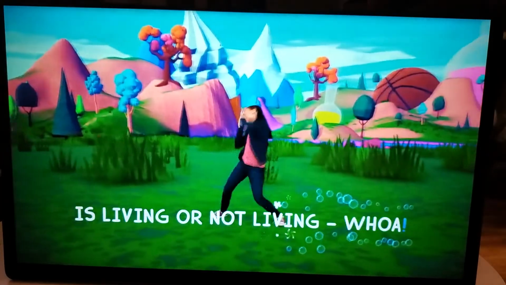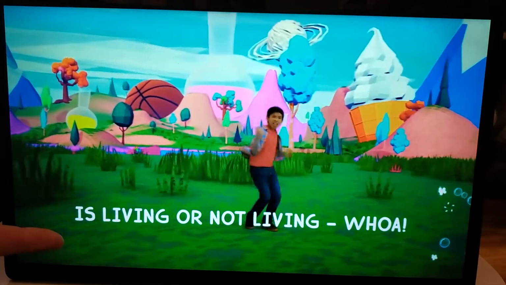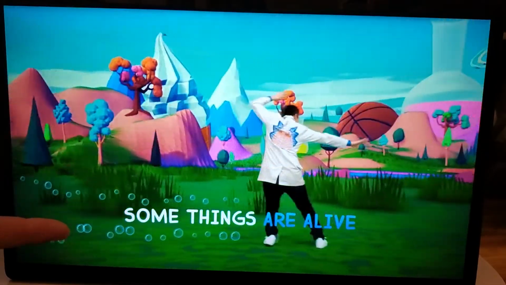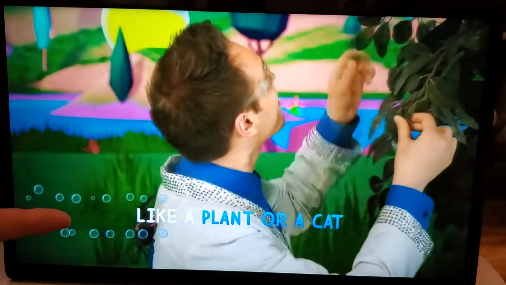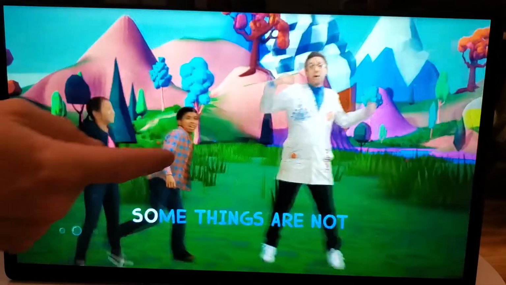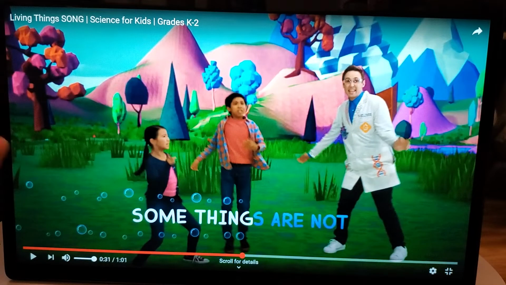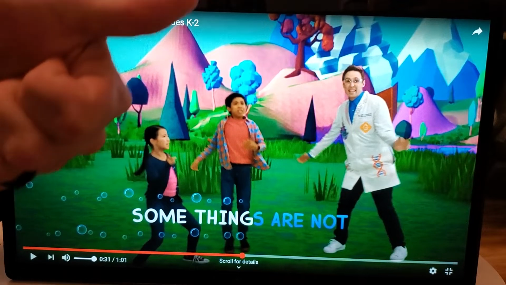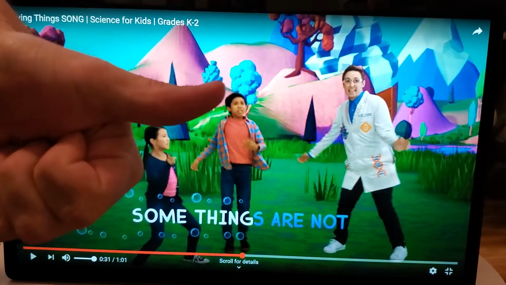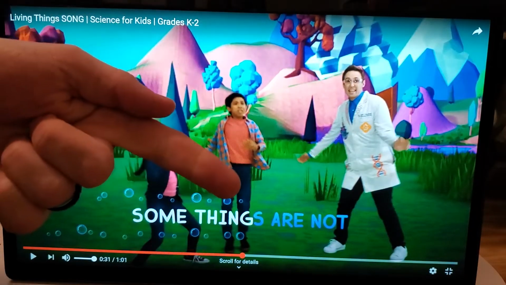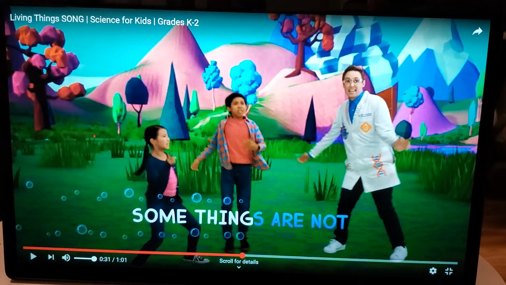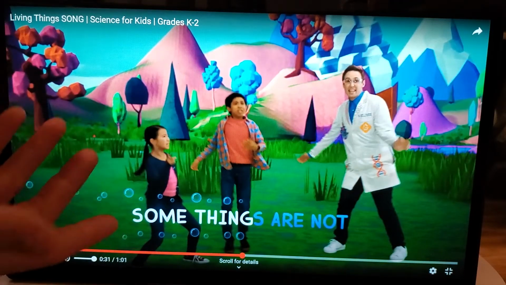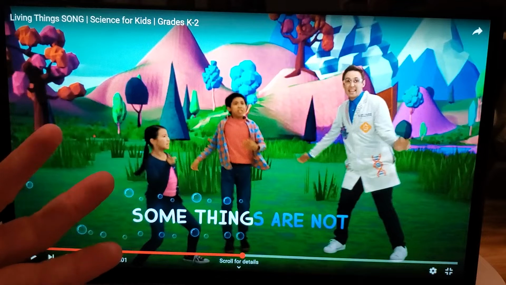So I saw that they need food and water. So some things are alive, like a plant or a cat. So that's a plant, and a cat is an animal. All right, so they're telling me that living things are alive and they're plants and animals.